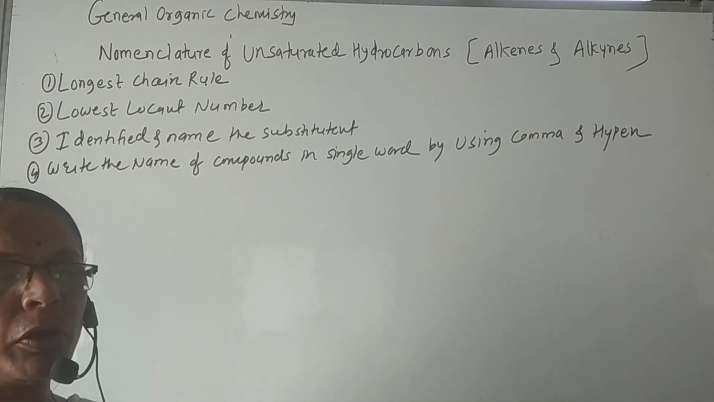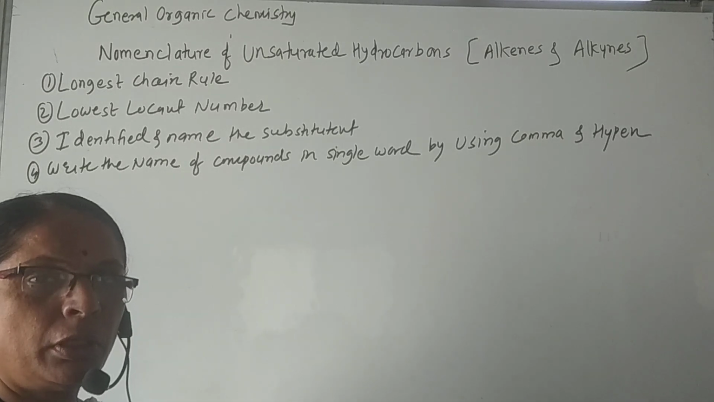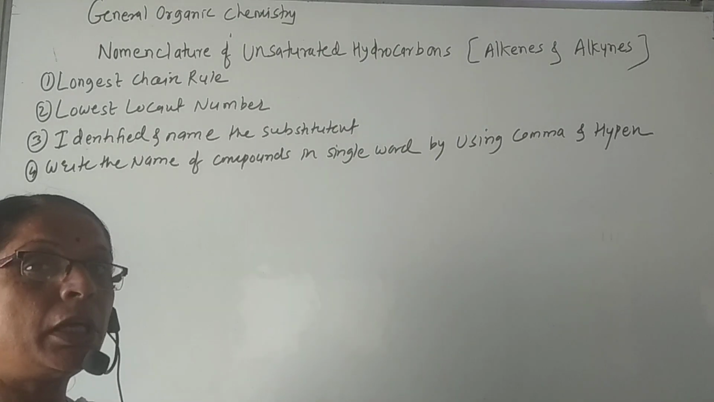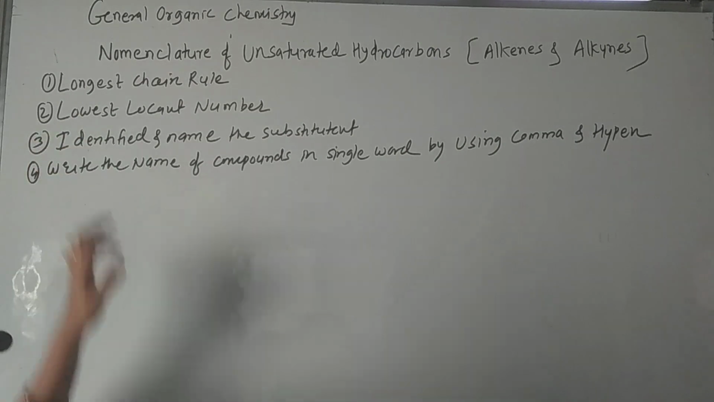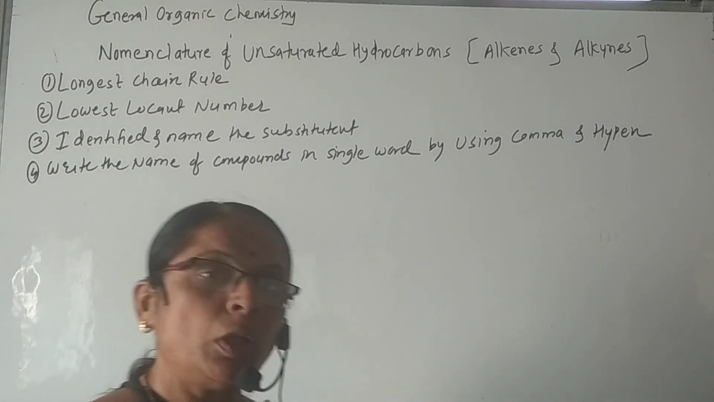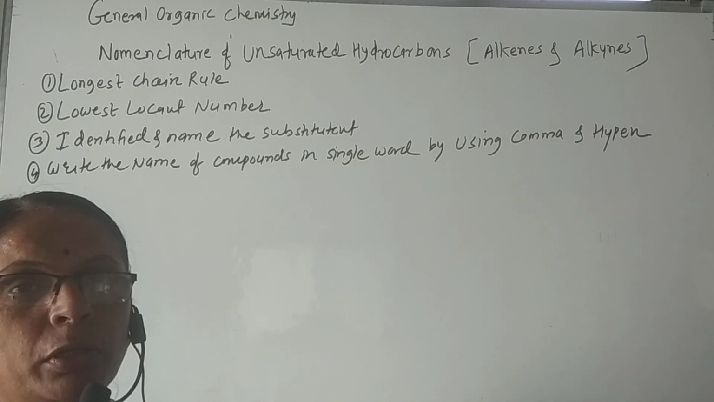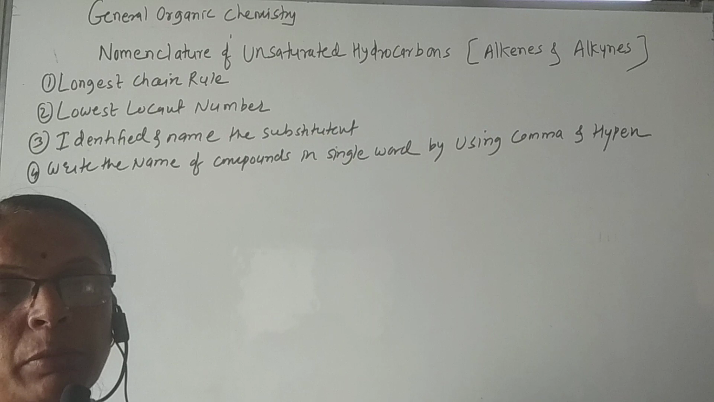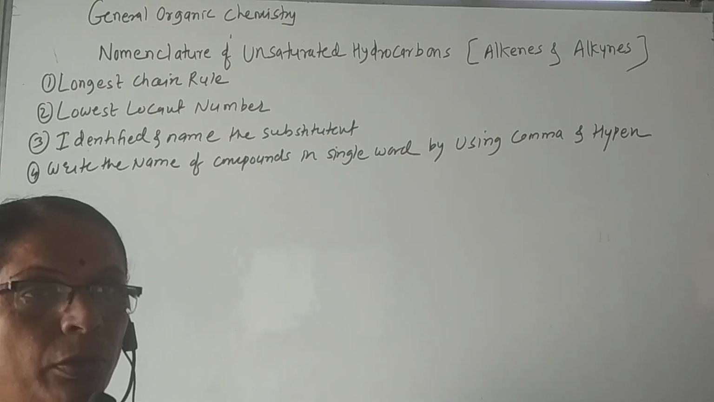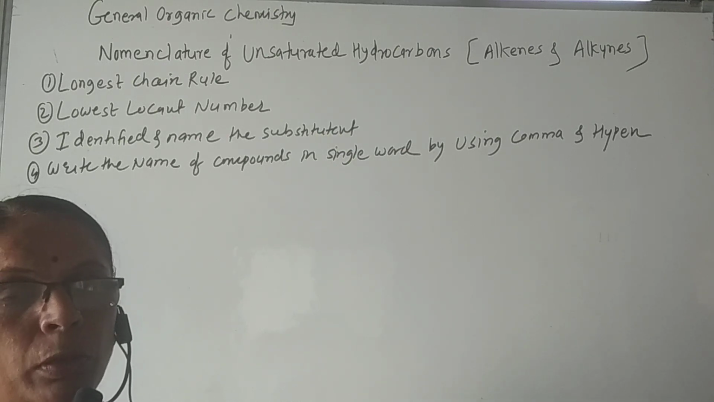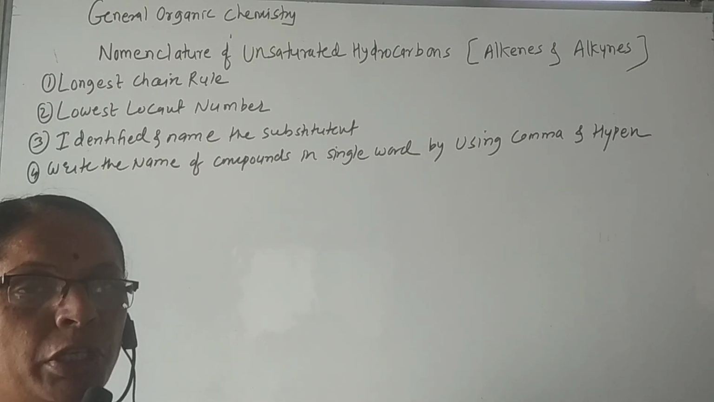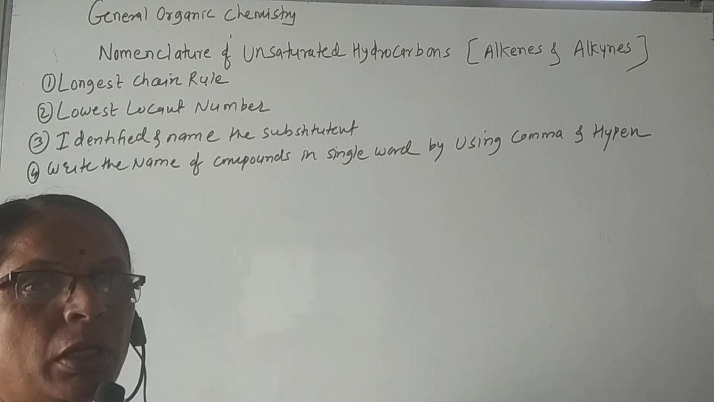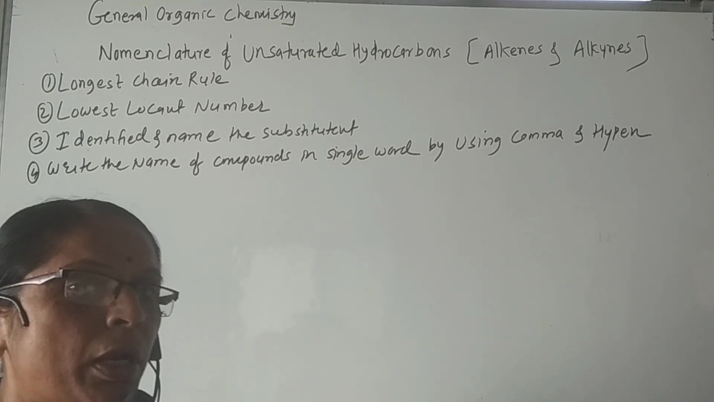So let us revise the basic rules that we use for the nomenclature of saturated hydrocarbons, that is alkanes. First, we use the longest chain rule: we select the longest continuous chain containing carbon-carbon single bonds. Then the second rule is the lowest locant number. A locant is the number indicating the position of the alkyl groups that do not come in your continuous chain. That number is called the locant number.